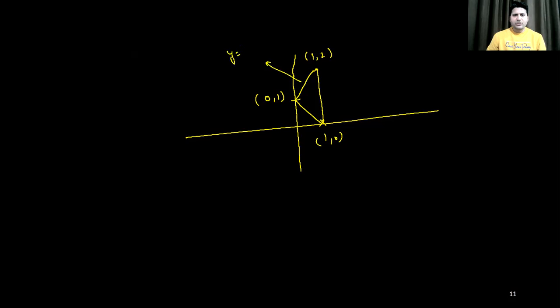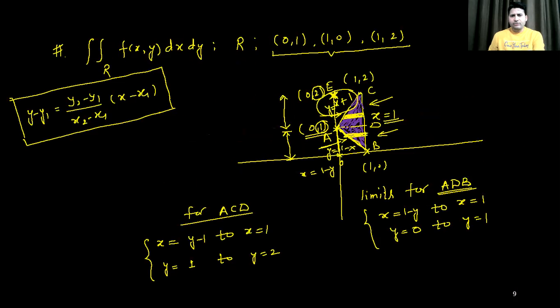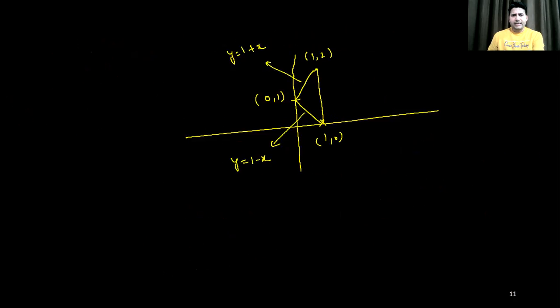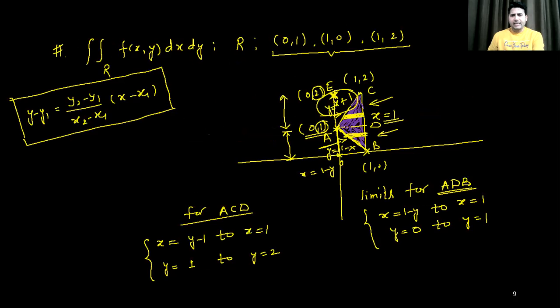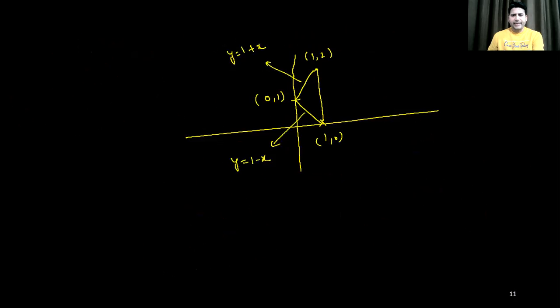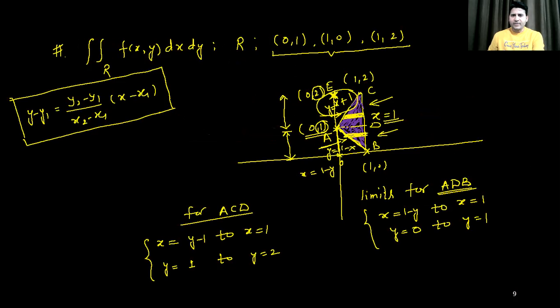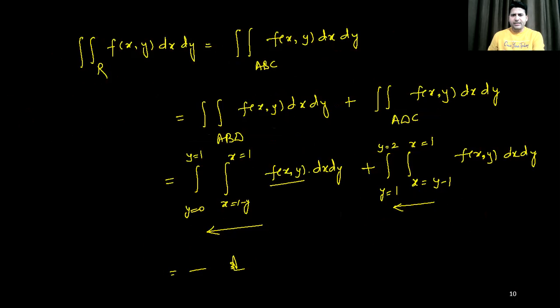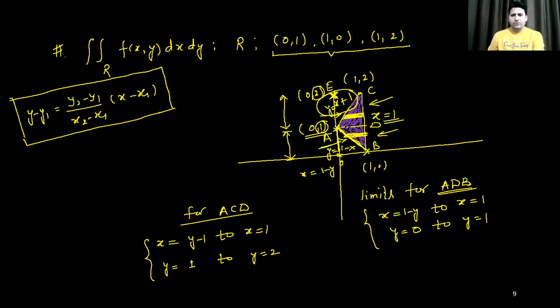Y equals 1 plus x. And this is the curve whose equation is y equals 1 minus x. Let us check. Now, y equals x plus 1 is the first one, and the second one is y equals 1 minus x. So y equals x plus 1 and y equals 1 minus x.